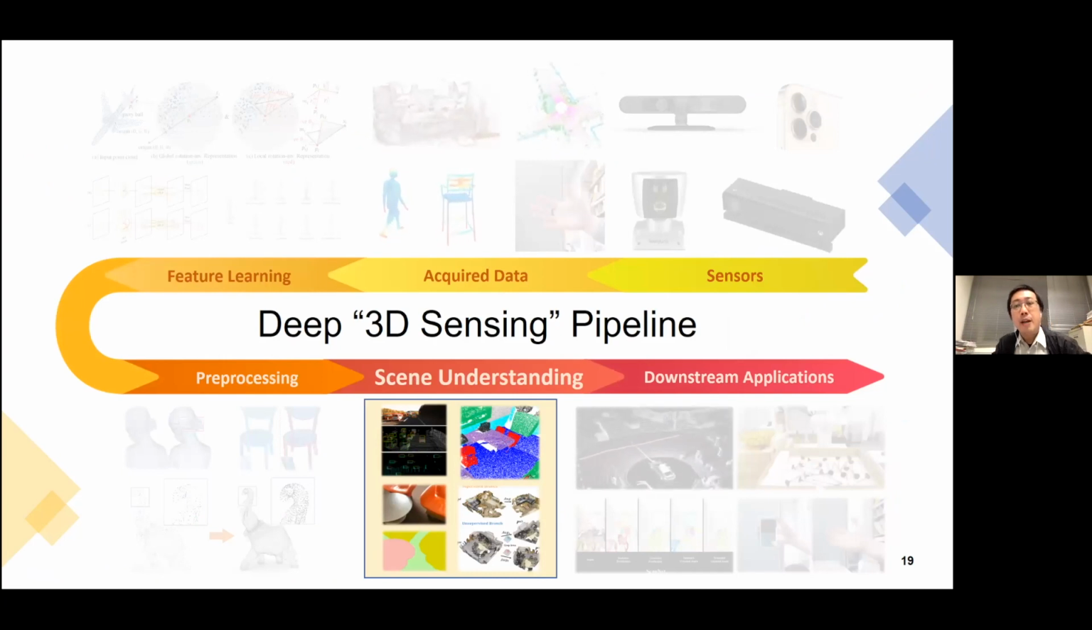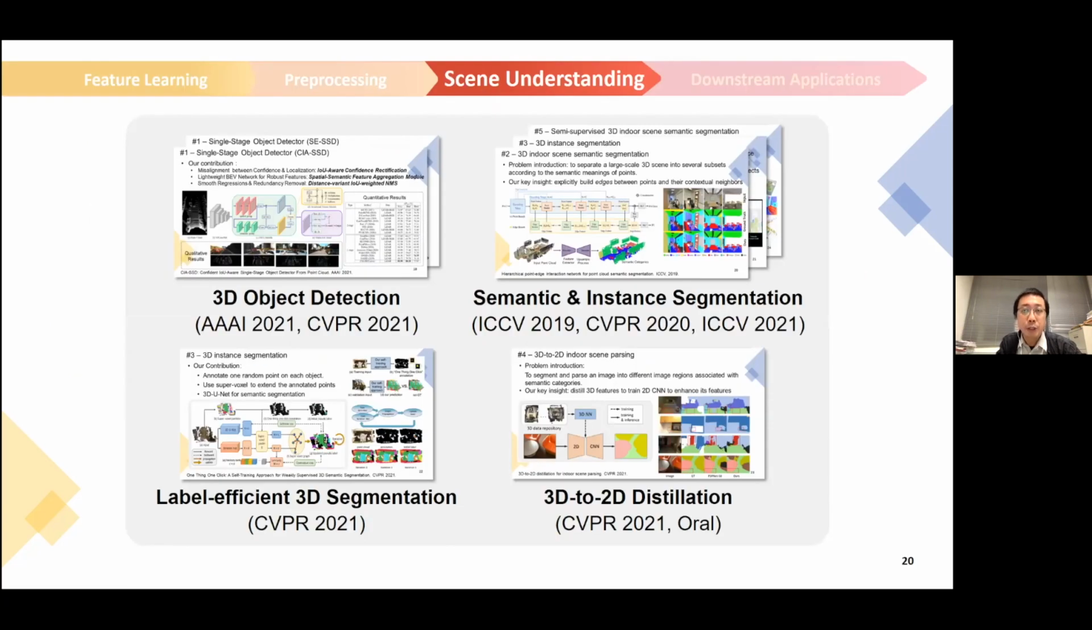After we extracted the point features and also preprocessed the data, we are ready for the next step, which is 3D perception or 3D scene understanding, in which we try to further infer some high-level 3D information of the environment surrounding us. Here I will introduce some works on 3D object detection, 3D semantic and instance segmentation, and also label-efficient or annotation-efficient 3D segmentation. Lastly, I will also introduce my very recent work on a 3D to 2D distillation method for scene parsing.